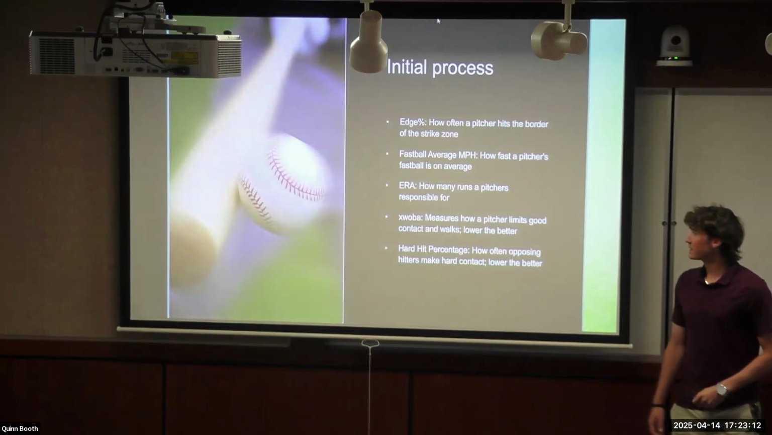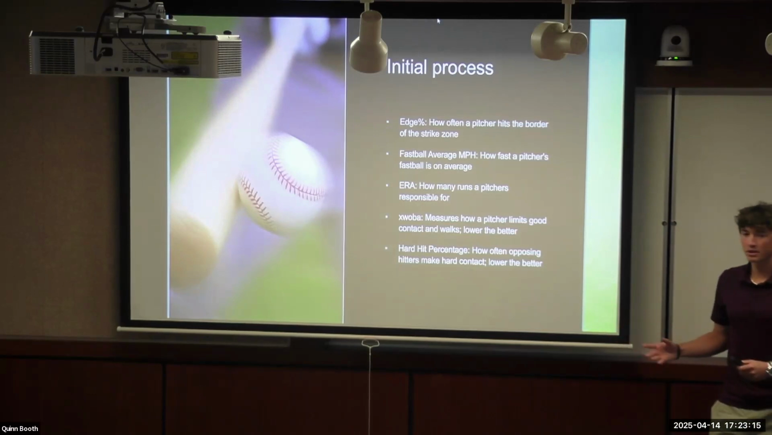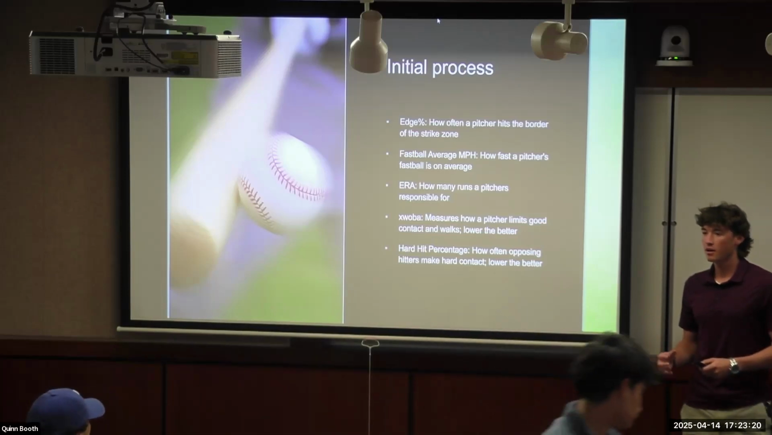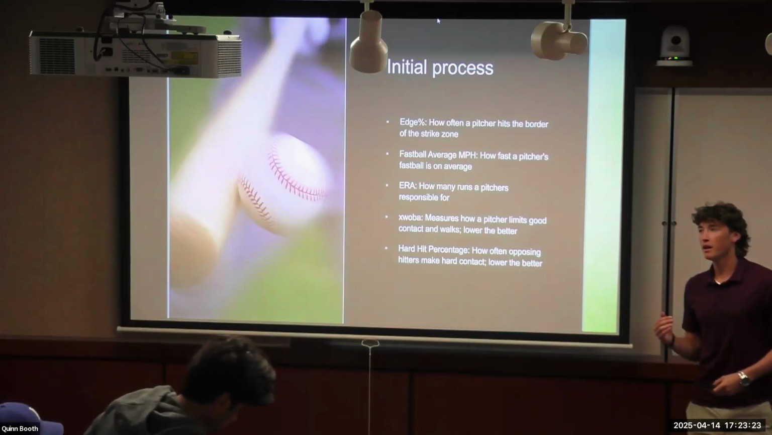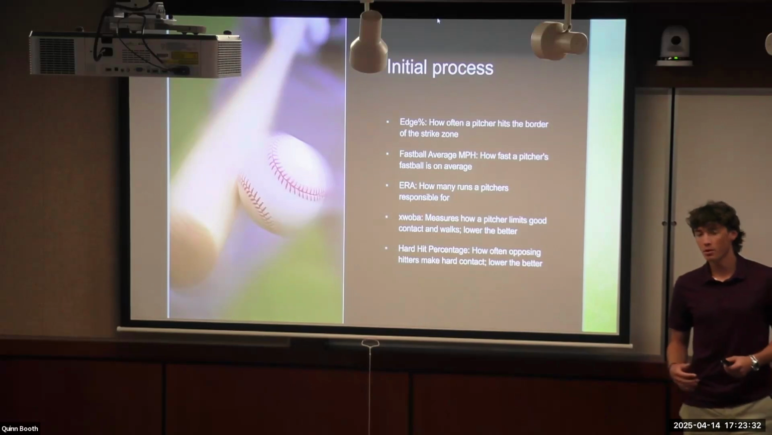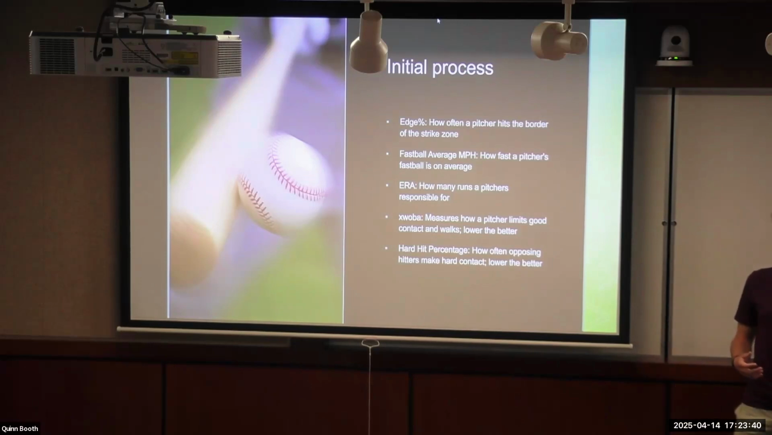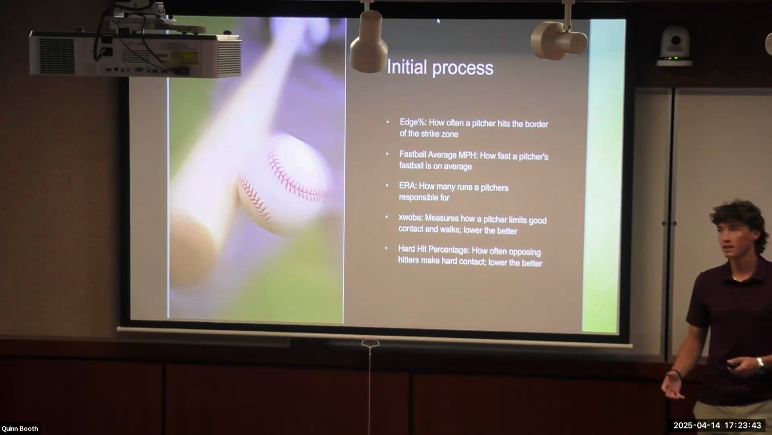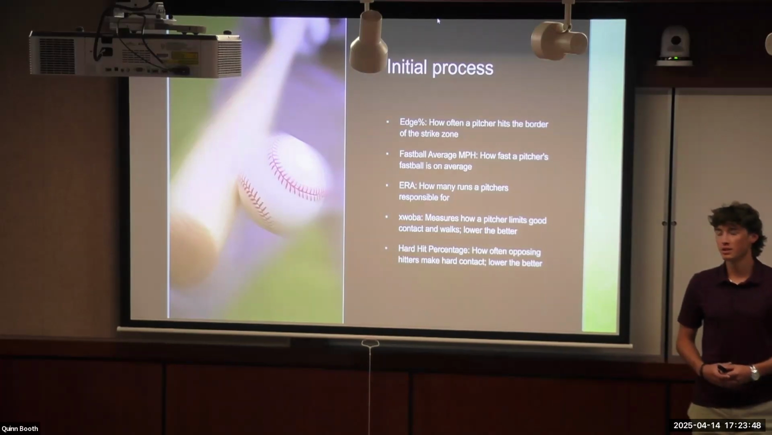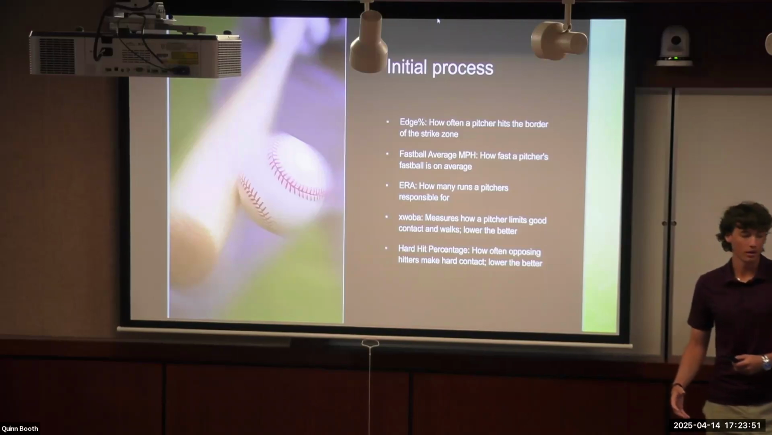Some of the statistics I looked at were edge percentage, which represents command in my analysis, which is the percentage of pitches that hit the border of the strike zone, and then fastball average miles per hour, which represents velocity, excluding off speeds, and then ERA and xWOBA, which were my value stats for pitchers. So earned run average, how many runs a pitcher is responsible for, and then xWOBA, how good a pitcher is at limiting walks and contact, both of which the lower the better. And then hard hit percentage, which is how often hitters can make hard contact.